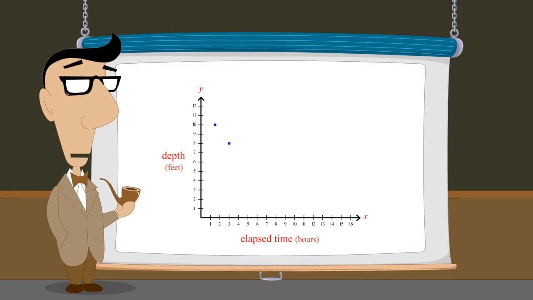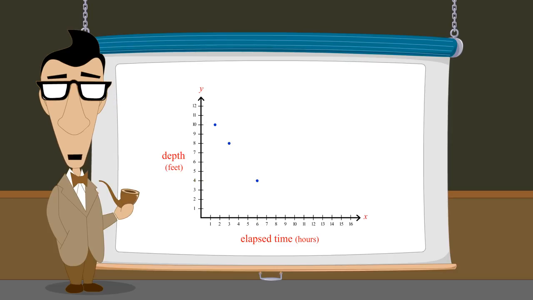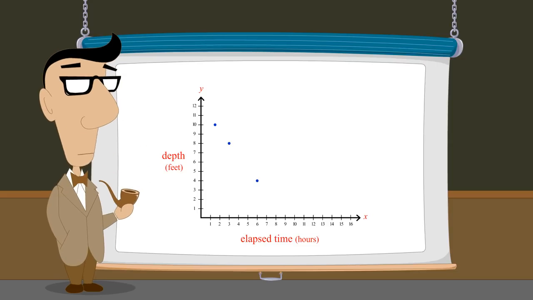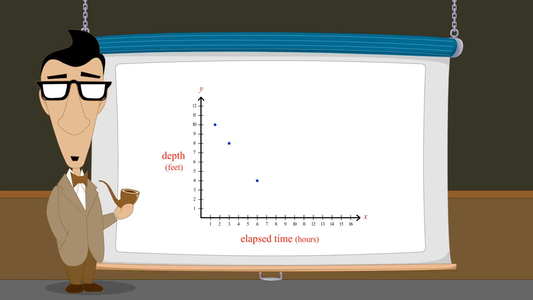We can now add a third data point to our graph of water depth versus elapsed time, since AV has determined that after 6 hours, the water depth is 4 feet. It looks like these 3 points all fall on a line, so maybe the function we are graphing is linear. We can verify this mathematically by calculating the slopes of the line segments connecting the first and second points, and the second and third points. If the slopes of both segments are the same, then all 3 points must lie on the same line.